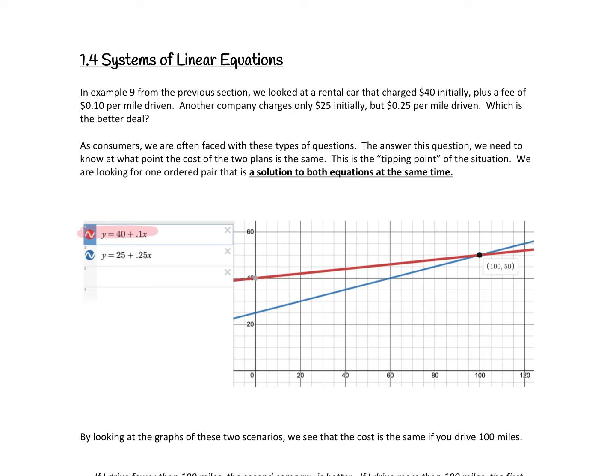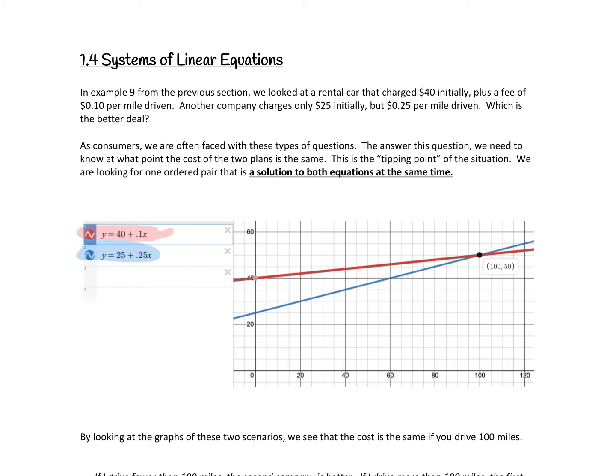You see this equation here, 40 plus 0.1x. And then you have the second one, $25 initially plus 25 cents per mile driven. And that's the one you see in blue, y equals 25 plus 0.25x.